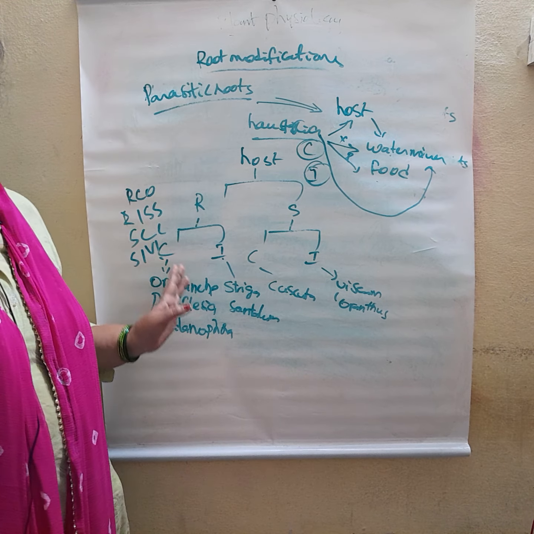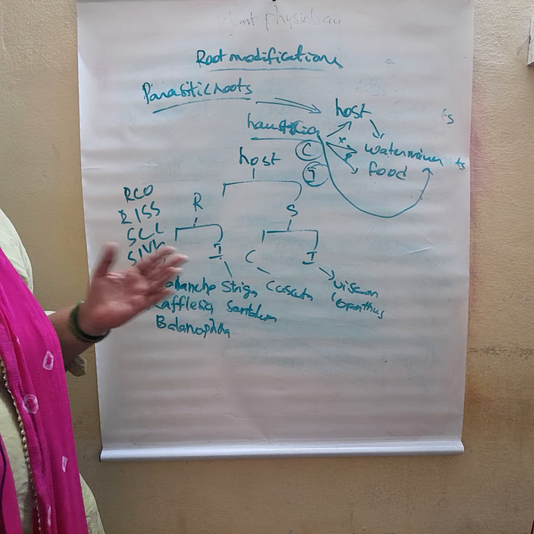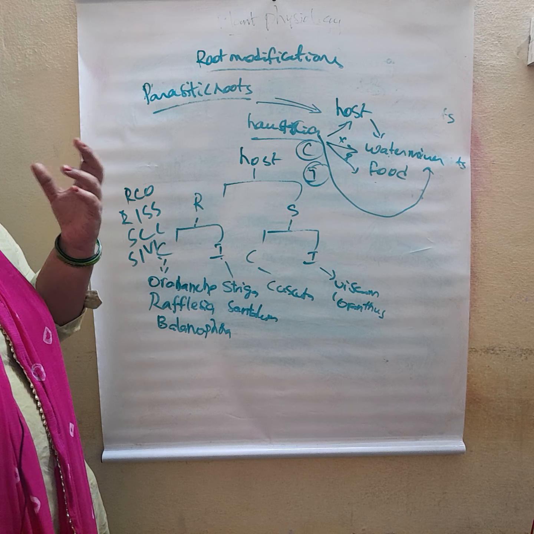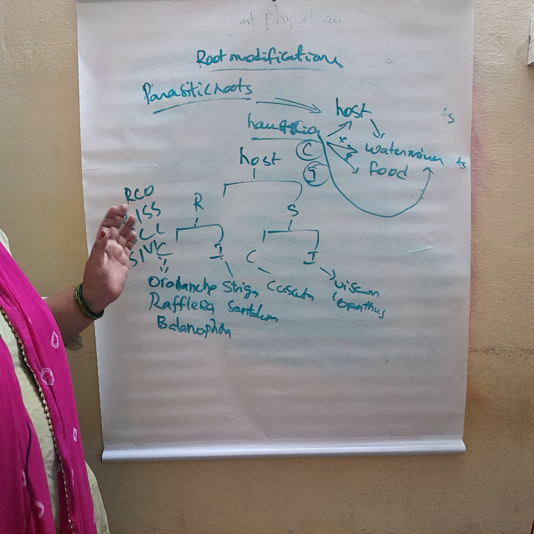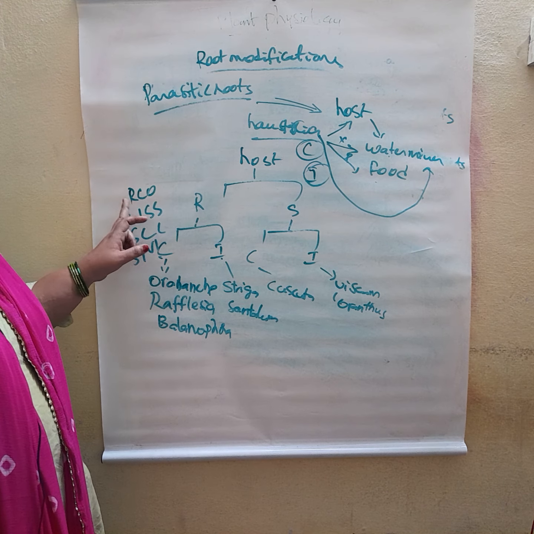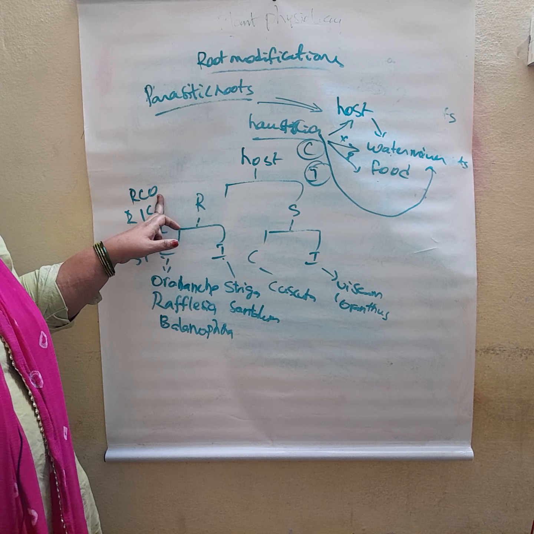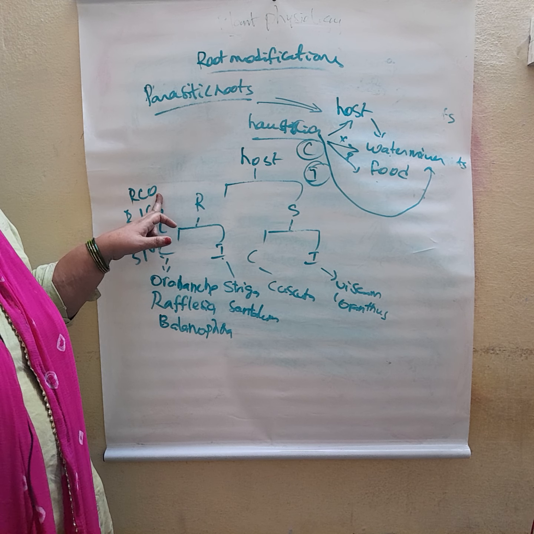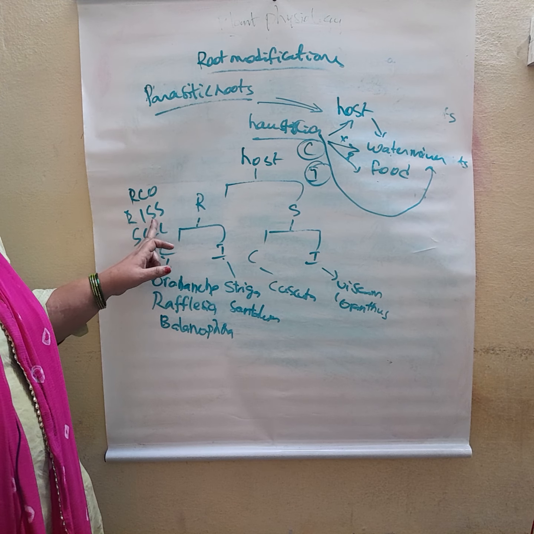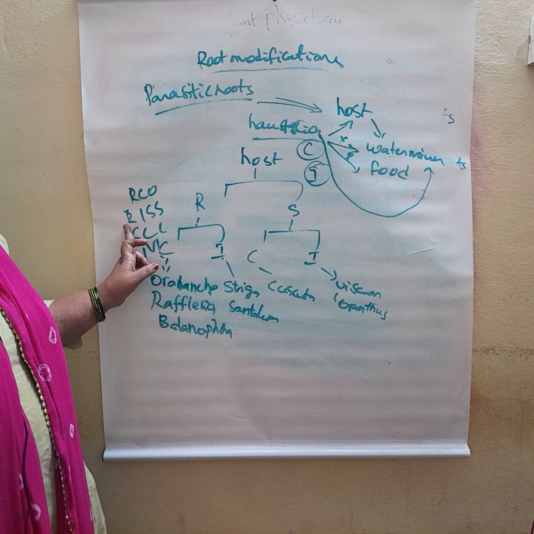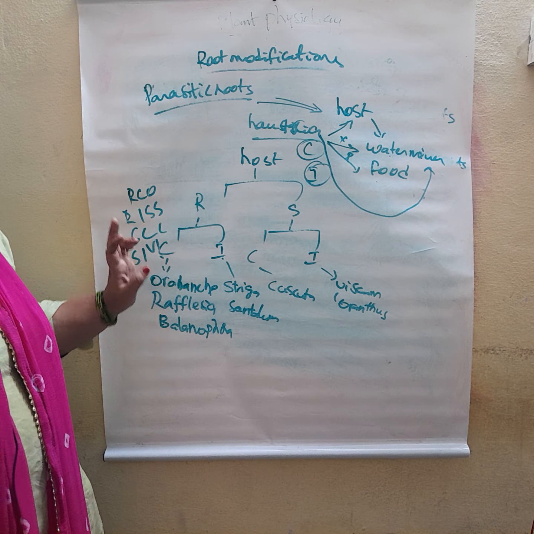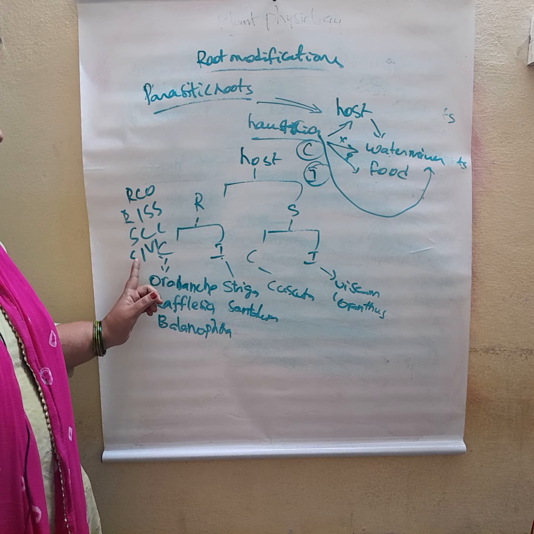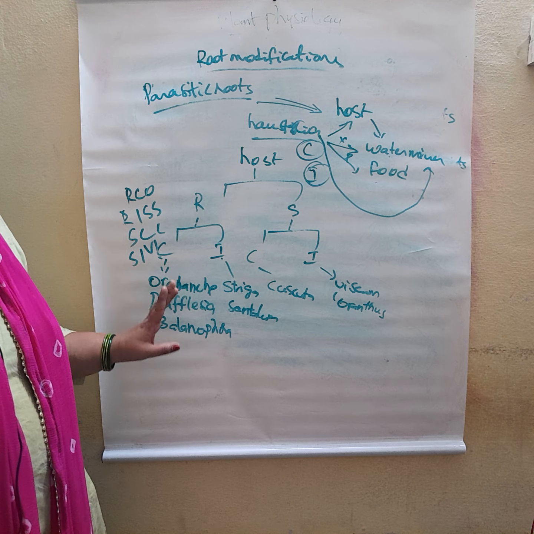I used to remember like this. My sir told me like this, so I remember like that only. It will be fixed in my mind. RCO means root complete Orabanche. After Orabanche immediately I will get Balanophora and Rafflesia. Next RIS: root incomplete Striga and Santalum. Next stem complete Cuscuta, SCC. Stem incomplete Viscum and Loranthus, civil.